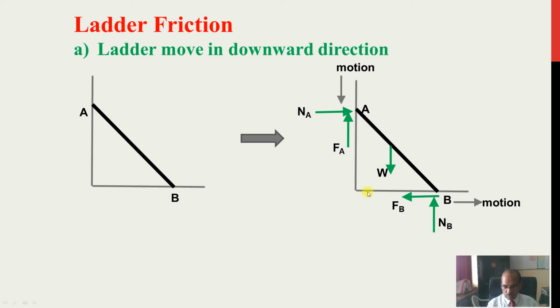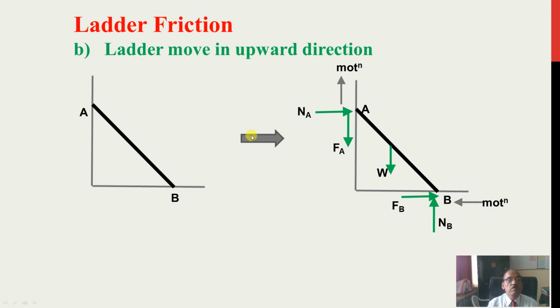Normal reactions, you see, ladder, both surfaces, consider they are rough surfaces. So normal reaction at point B will be NB, normal reaction at A will be NA. But frictional forces will be opposite. When B moves to the right, friction will be to the left but parallel to the horizontal surface. Here also on the vertical surface, this point A moves downwards, and that's why frictional force will be upwards but parallel to this surface. When the ladder moves in the upward direction, suppose point A moves up and B moves to the left, this is the direction of motion.